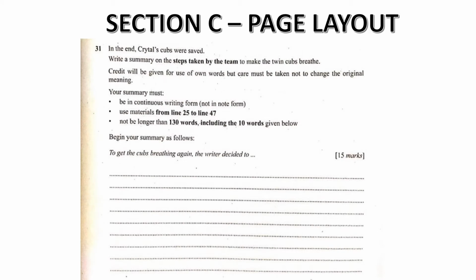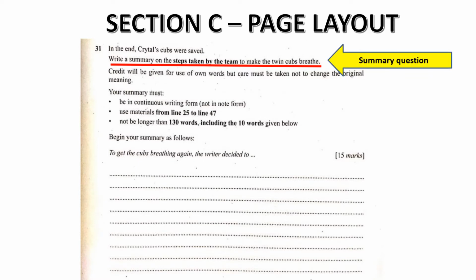This is how the summary question looks like. Number 31, as I said earlier, 31 is the summary question. So this is the summary question. This is what the summary question wants.